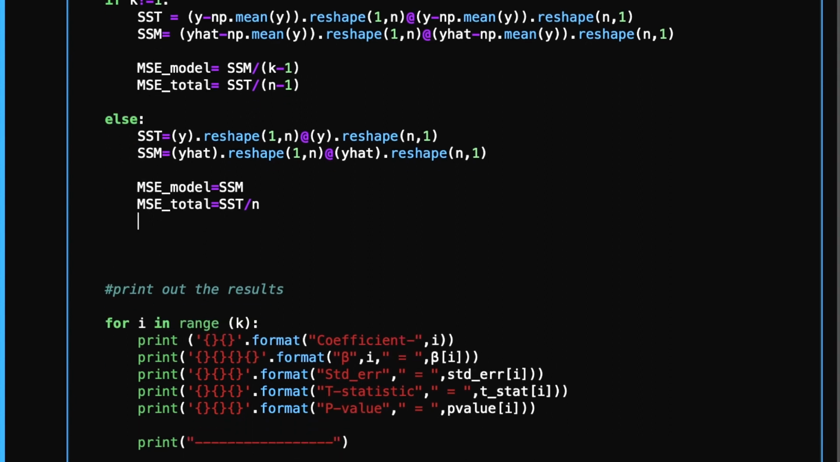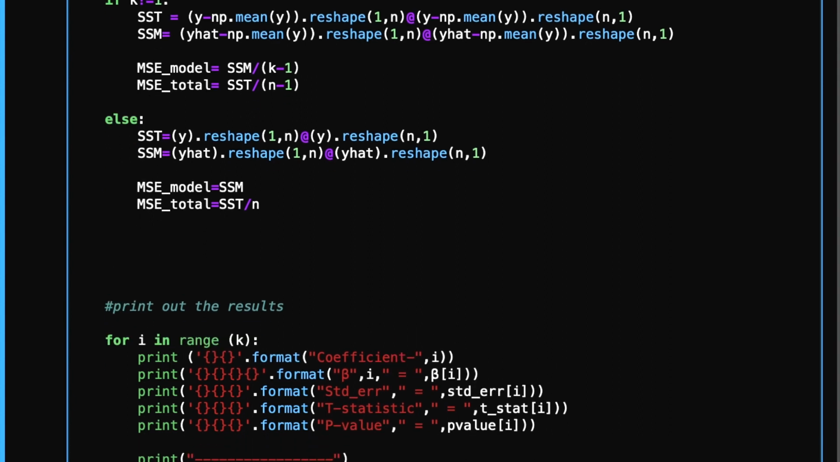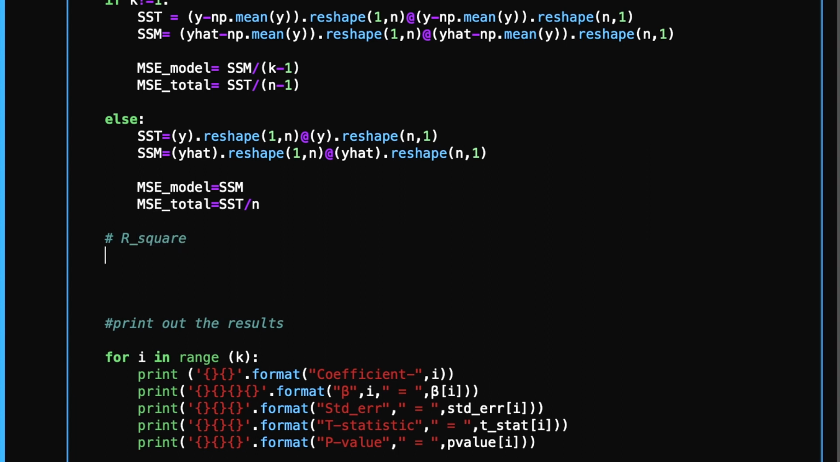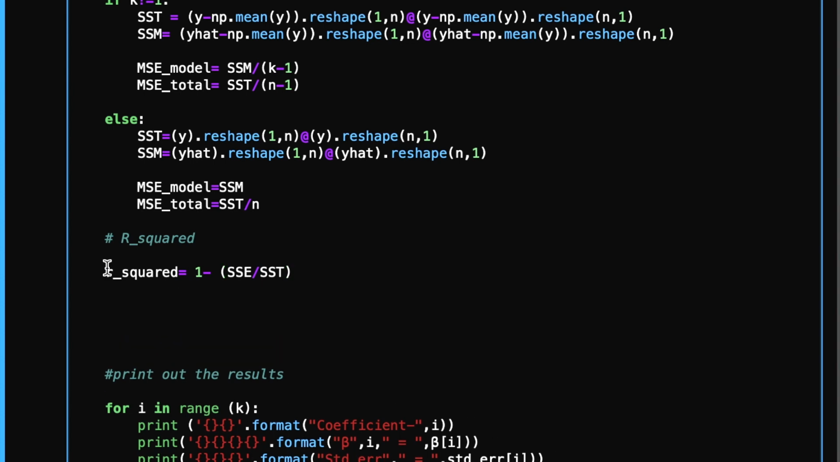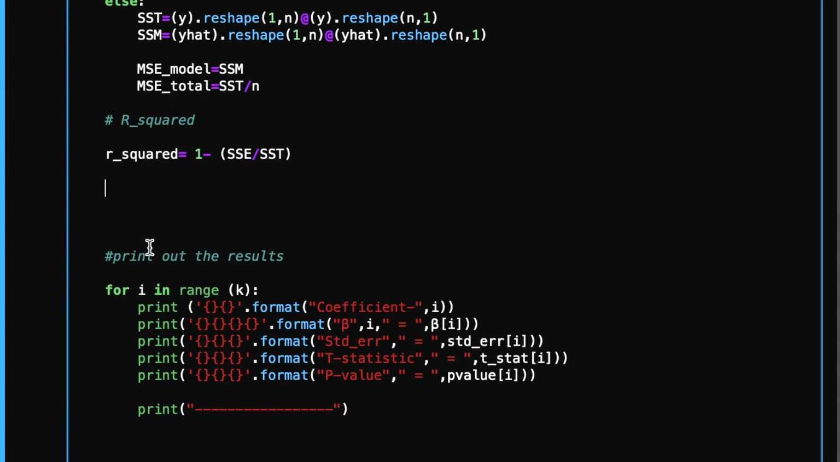Now the remaining parts are the R square and the F statistic. So let's get the R square. R squared is equal to 1 minus SSE divided by SST, or we can also use SSM divided by SST. It's the same thing. And the formula for adjusted R square would change a bit depending on how many covariates we have, that is whether we have one covariate or more than one covariate.